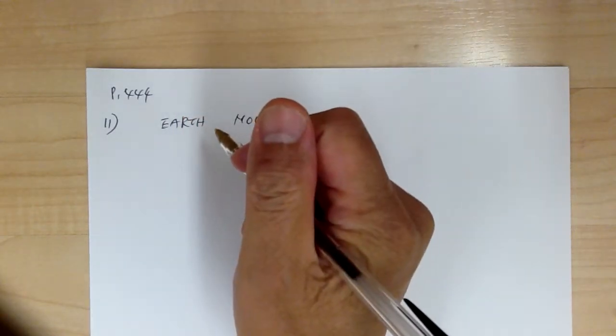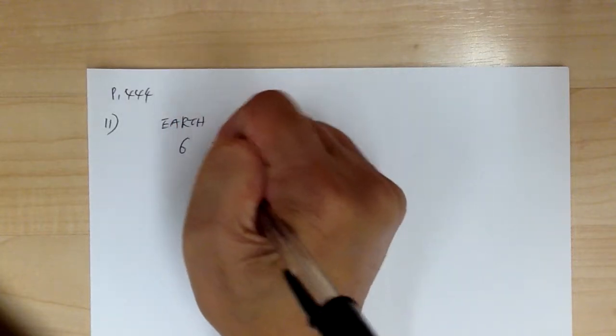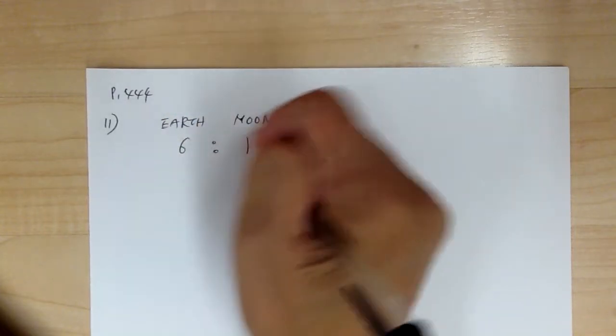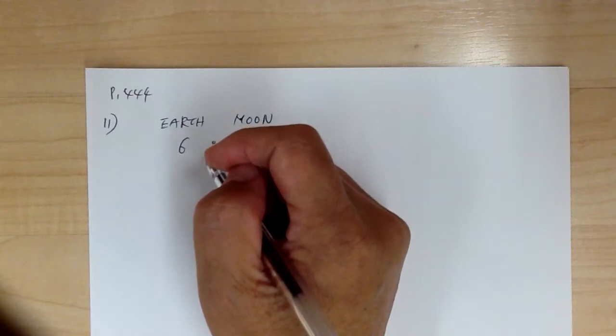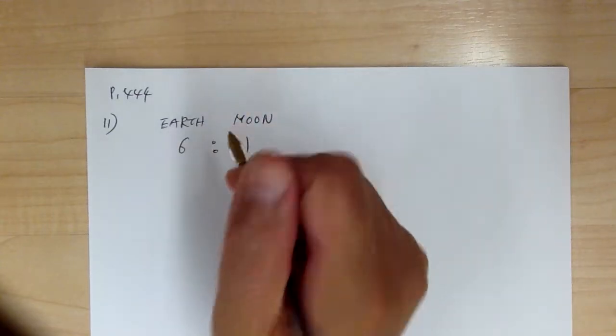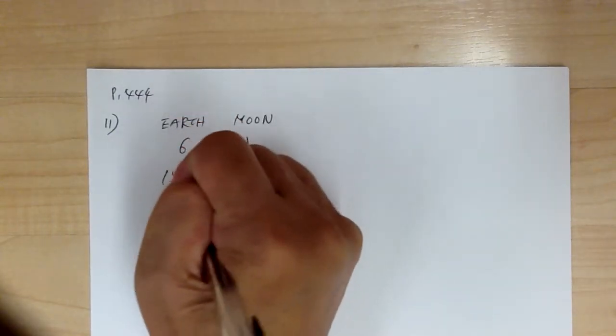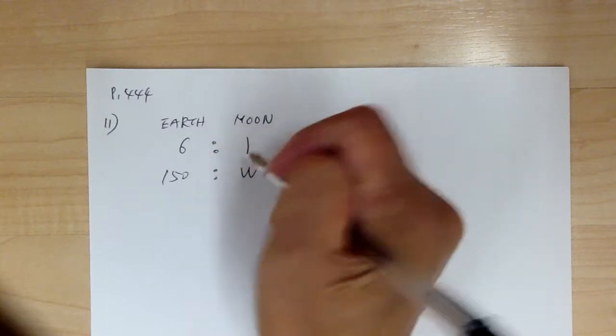It tells you that the weight on Earth to the Moon is 6 to 1. Now make sure you line things up very carefully. And then it says, how much would a 150-pound person weigh on the Moon? So the person on Earth is 150 pounds, and how much will it weigh on the Moon?